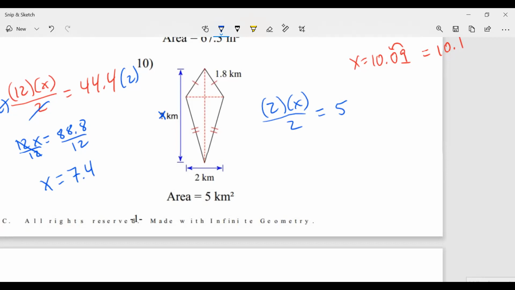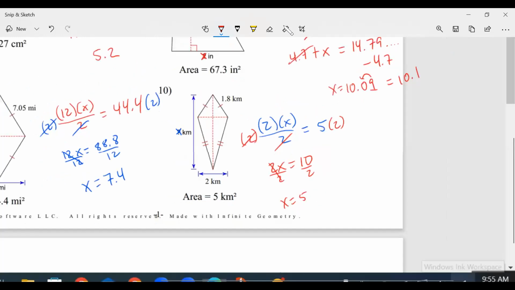Couple things I have to do here, but one of them is to get rid of fractions. Let me multiply both sides times 2 just to get rid of the fractions. So I get 2 times x is equal to 10. There's a couple other things you could have done, but I'm going to keep the same steps. Just get rid of fractions. So I have 2 times x equals 10. Then I'm going to divide both sides by the number in front of x. So I get that x is equal to 5. Now this is pretty simple, right?